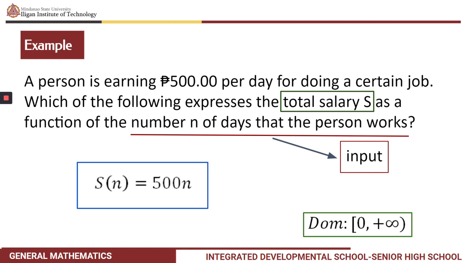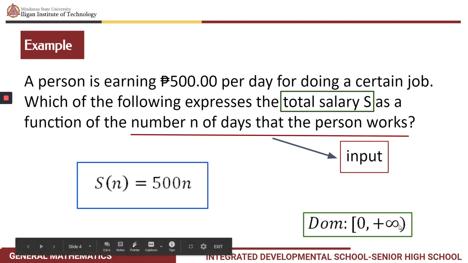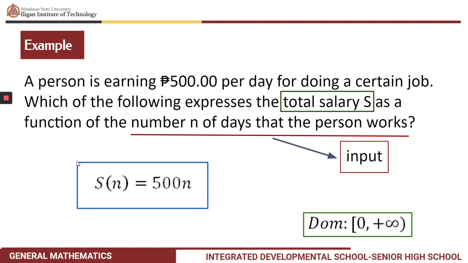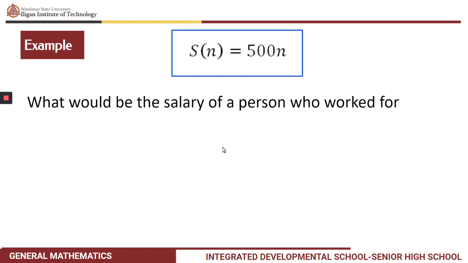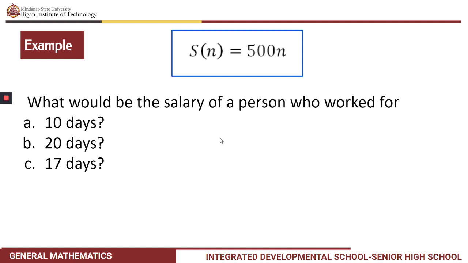So our domain is from 0 to positive infinity. Okay, so this is just an easy example. Let's try to solve how much the person will be earning if he or she will work for 10 days, or for 20 days, and for 17 days. To solve that, it's actually very easy. You just have to evaluate the function using these values.